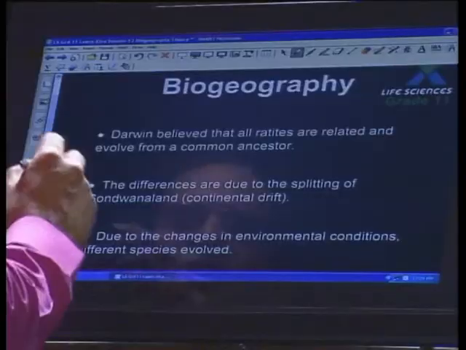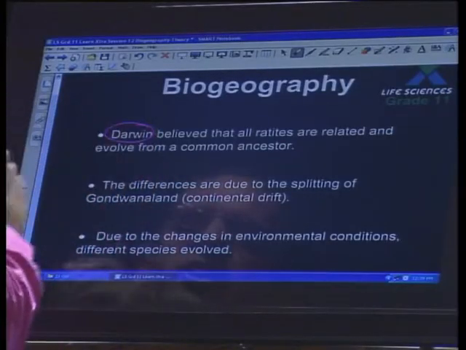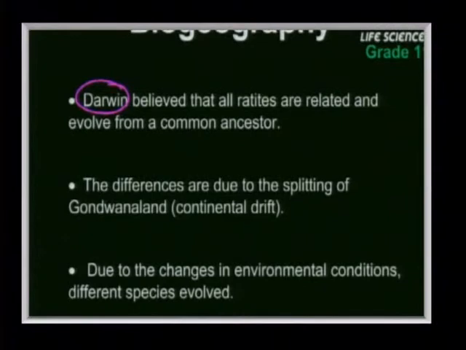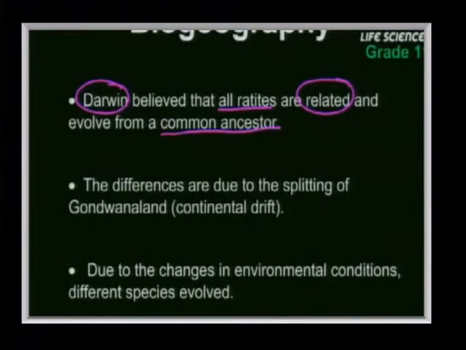So, in summary, how was this biogeography, including aspects like continental drift and the development of new species, interpreted by Darwin? So let's just have a look. Darwin believed that all ratites are related. And the reason why he felt that they were related is, of course, that their basic body structure, their fundamental structure, was the same, and that they came from a common ancestor.